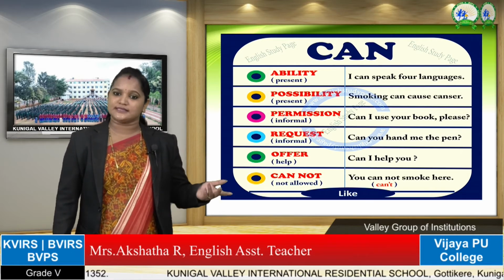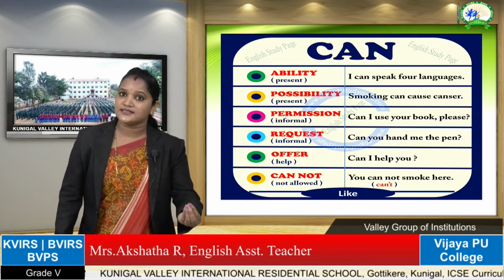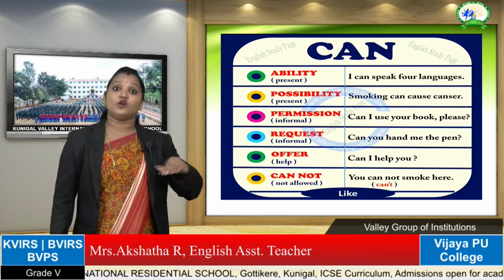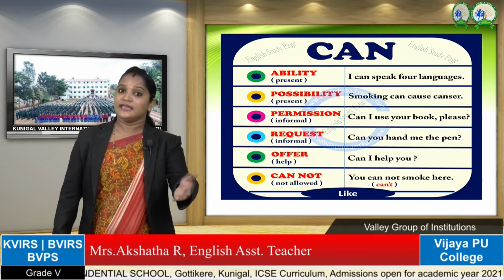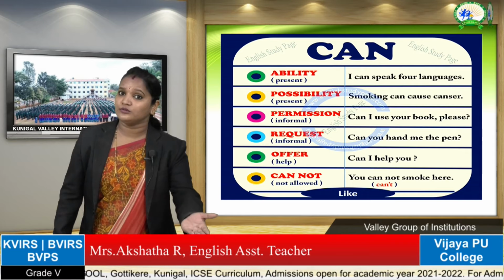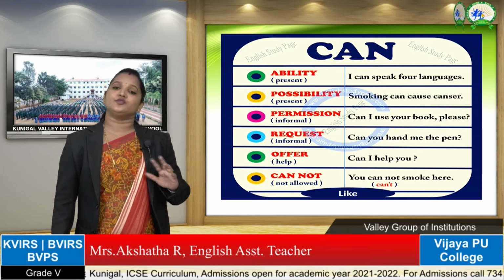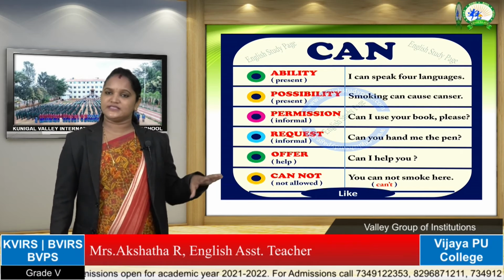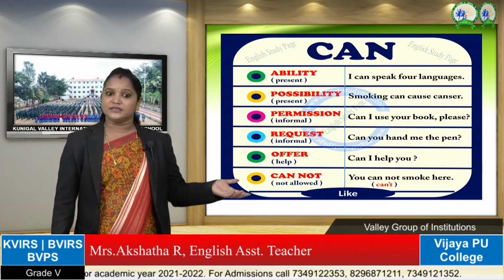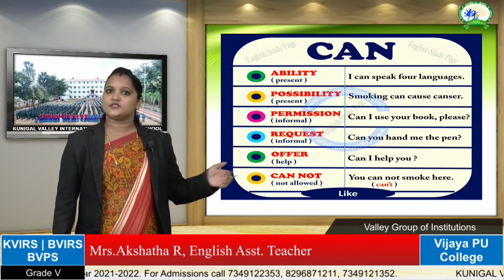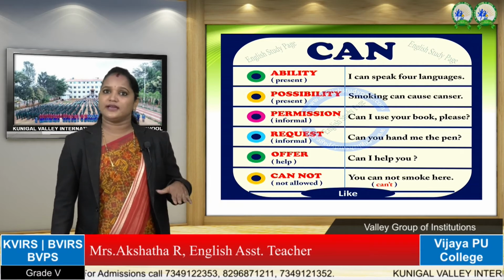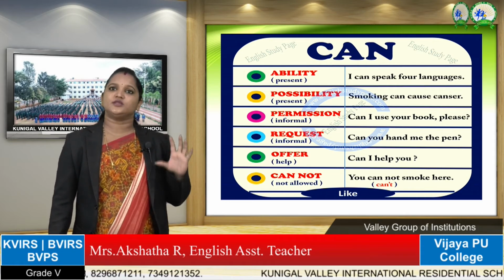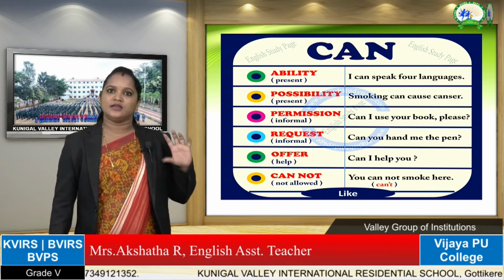And when you want to make a request, can you hand me a pen, please? When you have a request, again you can use the word can. When you are going to offer something, can I help you? Cannot is used when it is not allowed. You cannot smoke here. When you use a negative sentence, whether it is ability, possibility, permission, request or offer, you can use cannot. So this is the usage of can and cannot.